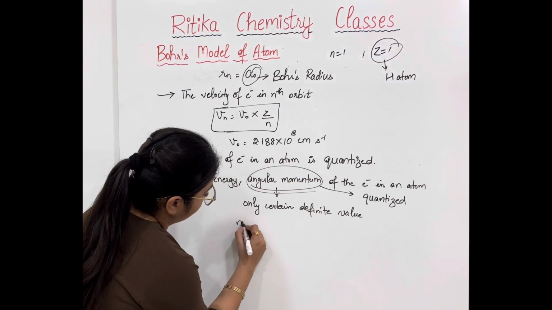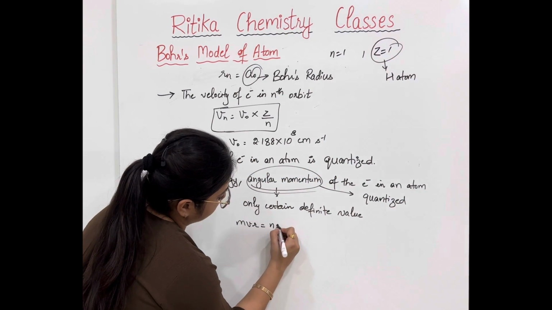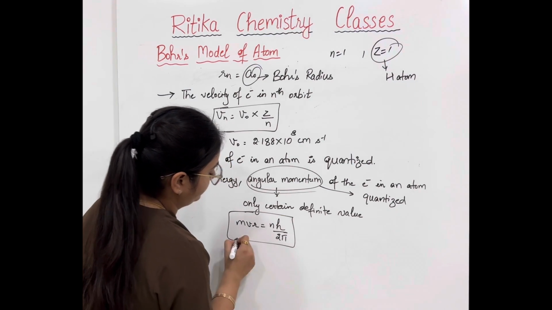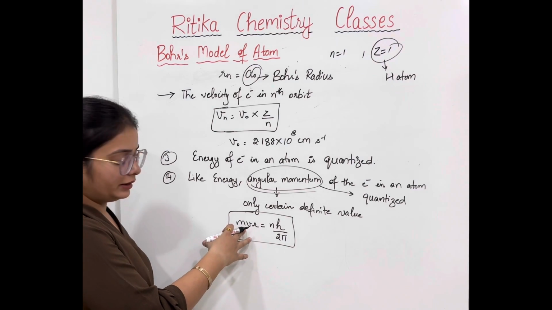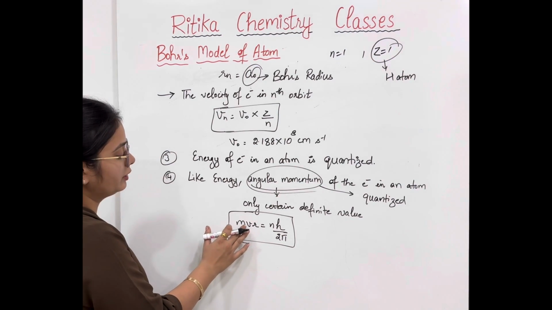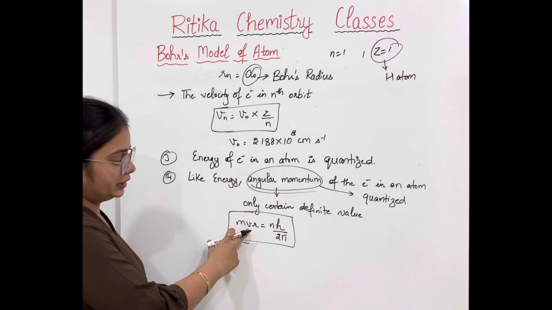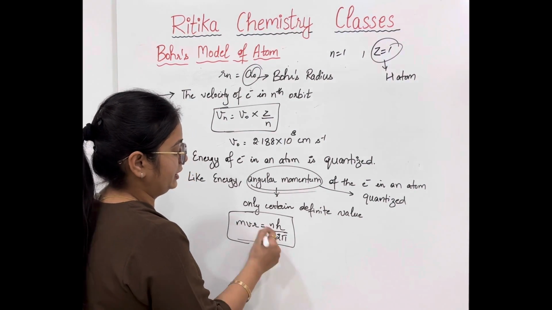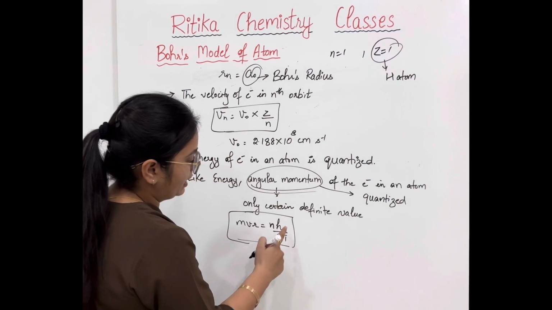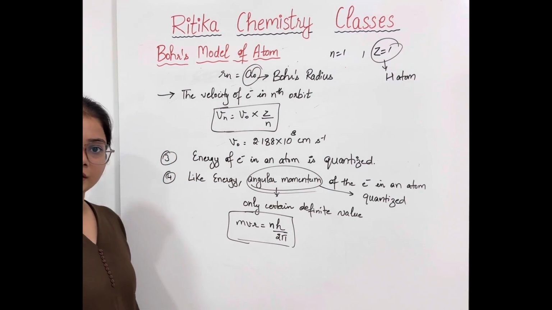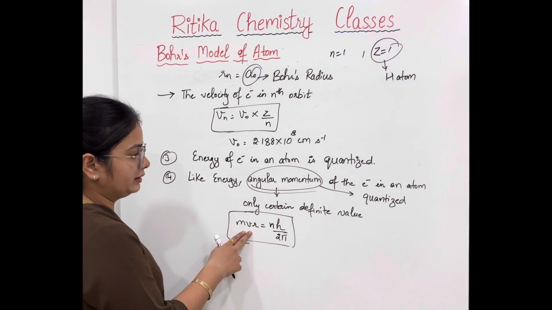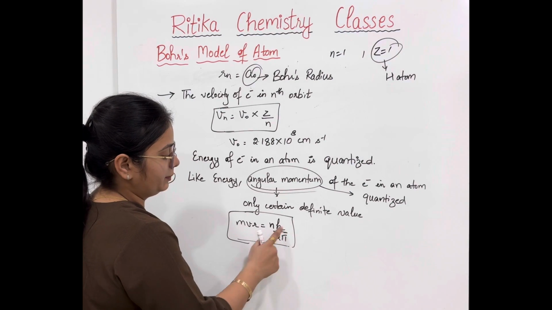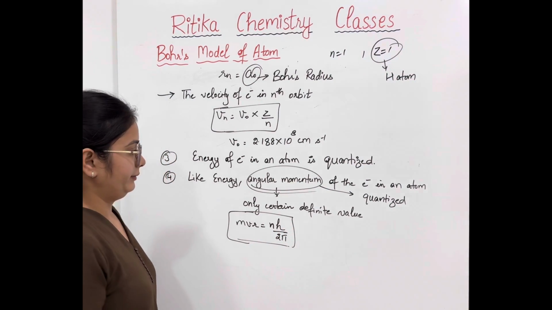And mathematically it is represented by mvr is equal to nh upon 2 pi, where you know that mvr is your angular momentum, where m is the mass of electron, v is the linear velocity, r is the radius of orbit, and n is the energy level, and h upon 2 pi you all know is a constant. So angular momentum is an integral multiple of h upon 2 pi.